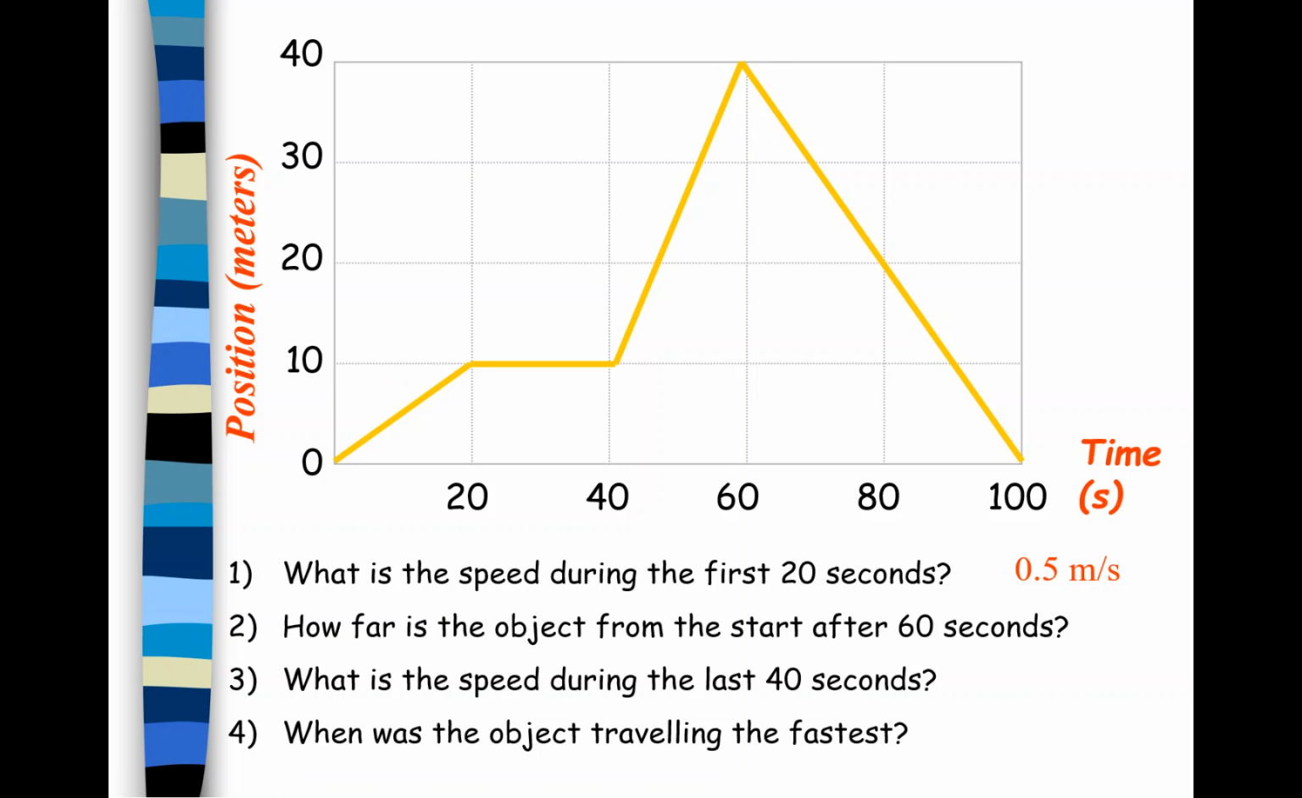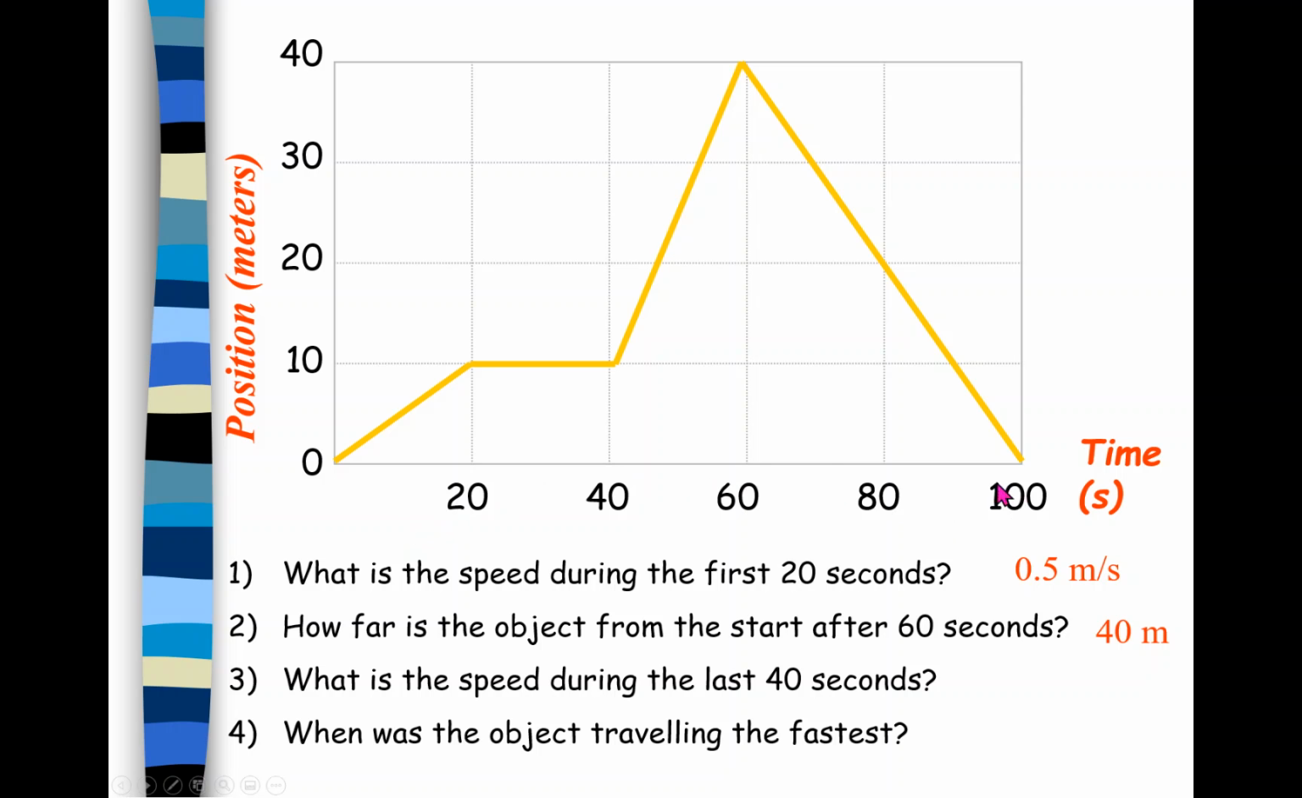Number 2, how far is the object from the start after 60 seconds? So once again, I have a position time graph. In this case, I'm looking for my position or my change in position after a certain time. So I'm just going to read it as is. I'm not going to be taking the slope here. At 60 seconds, my position is 40 meters. At 0 seconds, it was 0. So my change in position is final minus initial. 40 meters minus 0 meters. Boom, 40 meters. Number 3, what is the speed during the last 40 seconds?